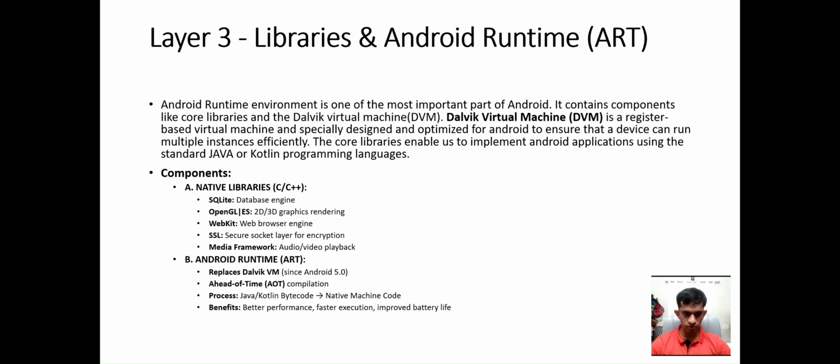The Android runtime ensures that the app runs effectively. The Android runtime uses an ahead of time compiler which will convert Java or Kotlin code to native bytecode so that when the app runs, it boosts the speed and saves the battery life.